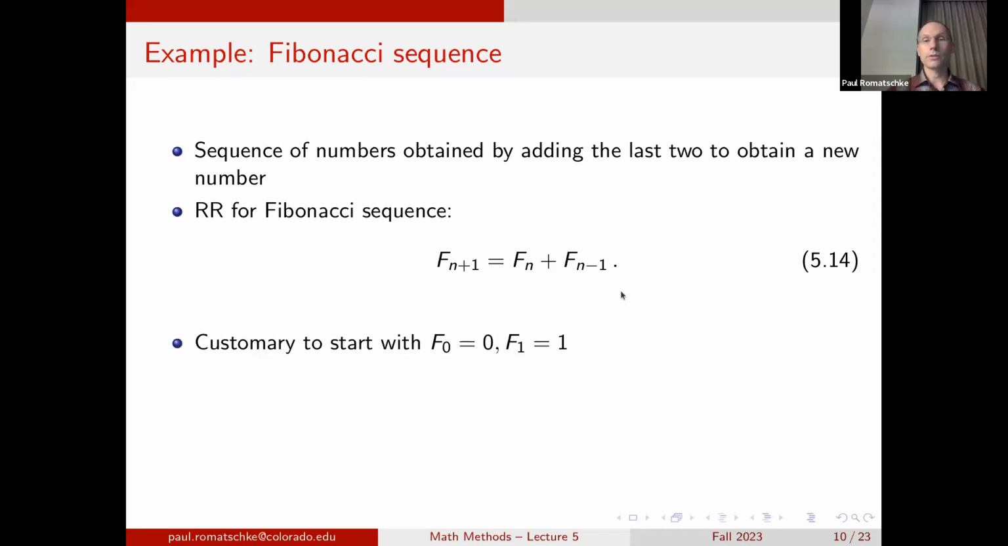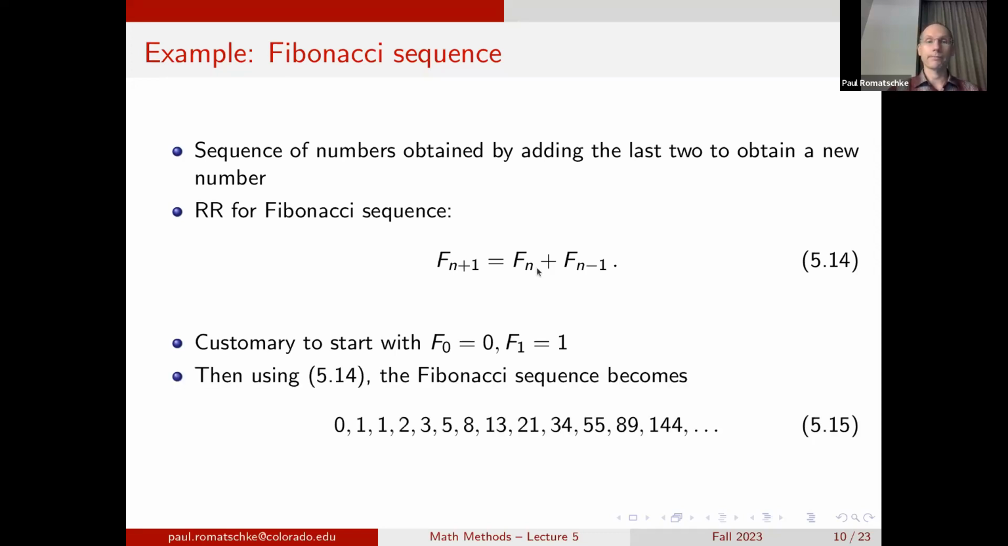It is customary to start with the initial condition F0 is 0 and F1 is 1, so that if we plug this into the recurrence relation, we can generate the sequence of numbers. We find 0, 1, 1, 2, 3, 5, 8, 13, 21, 34, 55, 89, 144, and so on and so forth.